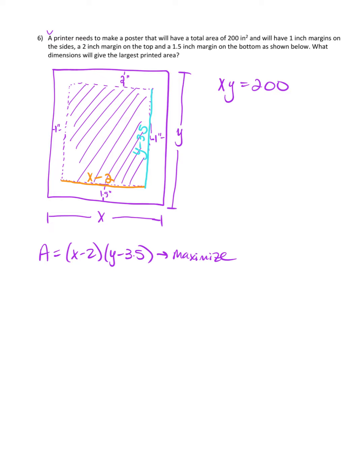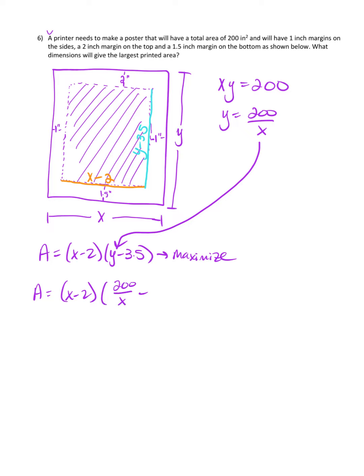Too many variables, right? I don't like having an X and a Y in my formula. I would like to have just an X. So I'm going to go to my other equation, solve it for Y, and then substitute in 200 over X in for Y. So area is X minus 2 times 200 over X minus 3.5. And then we're just going to use GeoGebra to graph this and find its maximum value.